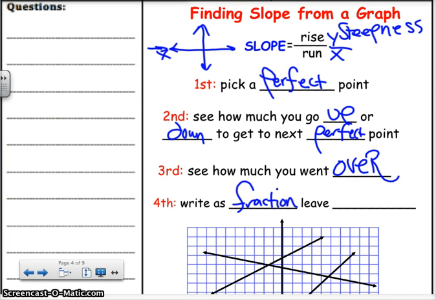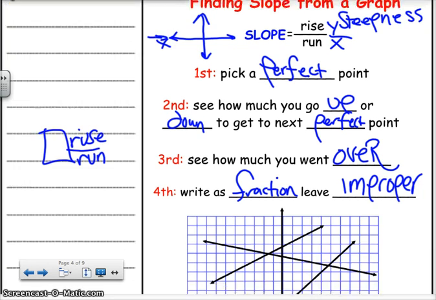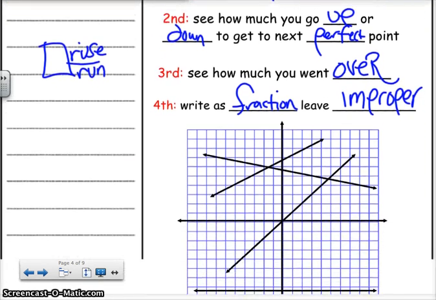And it must be left improper. It is not a slope if you have it as a mixed number. A slope is rise over run. There is no mixed number here. It has to be a normal fraction or an improper fraction.